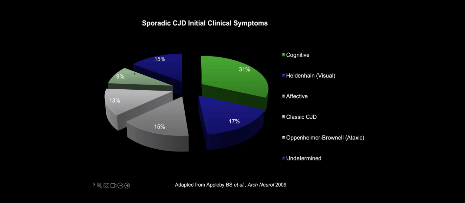Only about 13% of people will present with that kind of classic 3-symptom presentation of memory problems, balance problems, and myoclonus. So the key here is it takes time for people to develop all the symptoms that might be suggestive to a doctor that this could be prion disease.